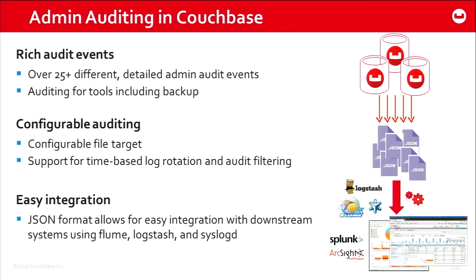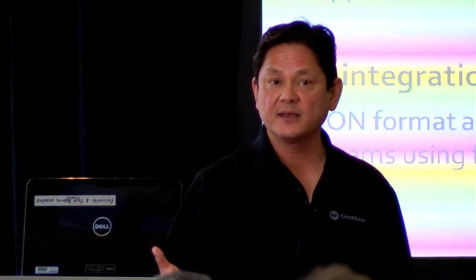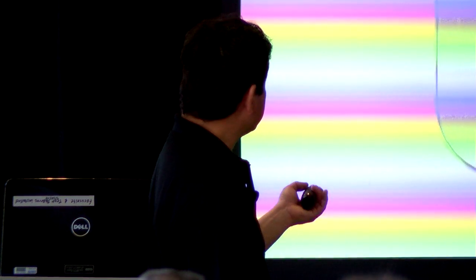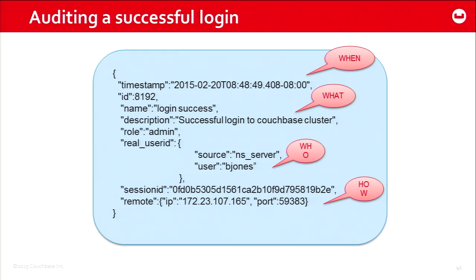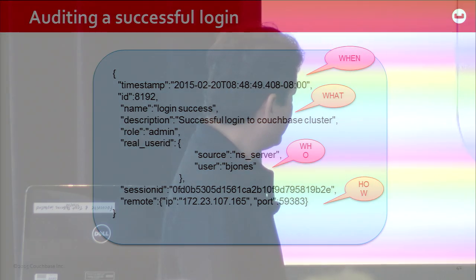And the records are simple JSON objects, so it allows very easy downstream integration with popular log management and visualization tools such as Splunk. And this is a sample of what the audit record looks like. So basically a simple JSON structure that shows you who does what, when, and how. And you can pipe it to your favorite log management and visualization tool to analyze all these events.